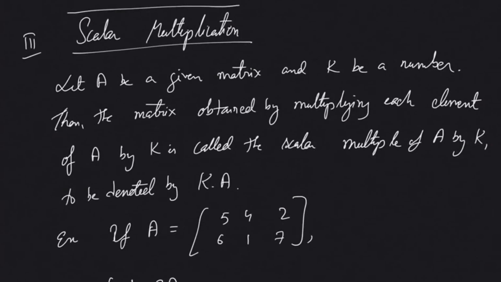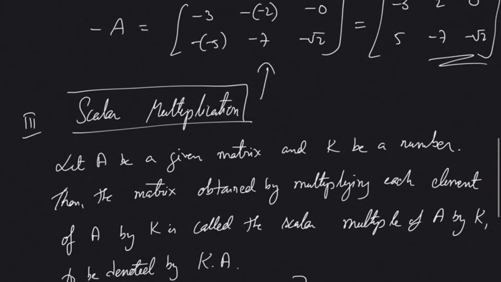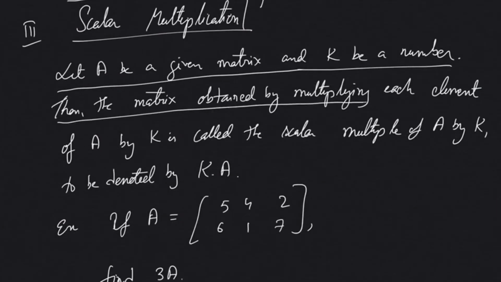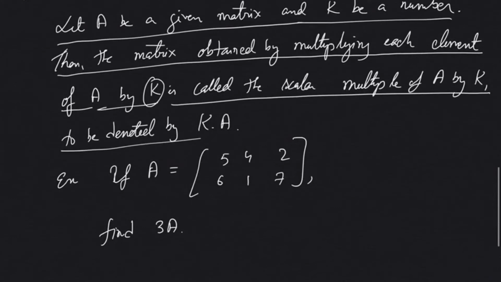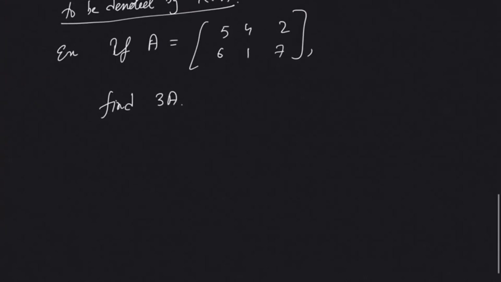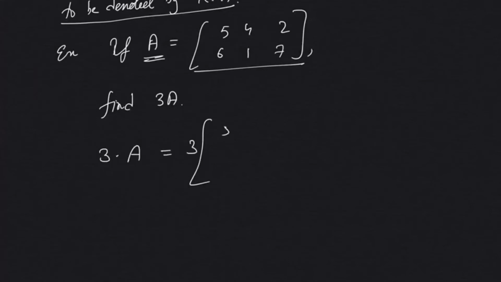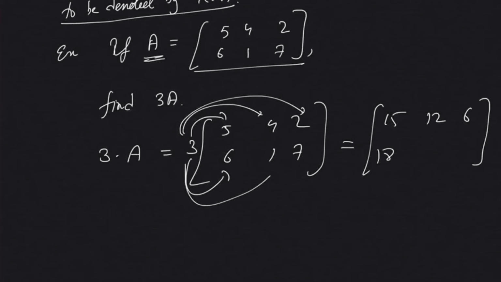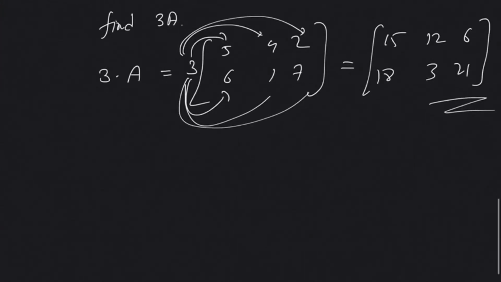Next we have scalar multiplication. That is almost similar to the previous concept. If A is a given matrix and k is any number, a constant, then the matrix obtained by multiplying each element of A by the scalar is called the scalar multiple of A by k, denoted by kA. If you want to multiply the matrix A by the scalar 3, then it will be 3 into 5, 4, 2, 6, 1, 7. Every element will be multiplied by 3. So 3 fives are 15, 3 fours are 12, 3 twos are 6, 3 sixes are 18, 3 ones are 3, 3 sevens are 21. So this will be our required matrix.